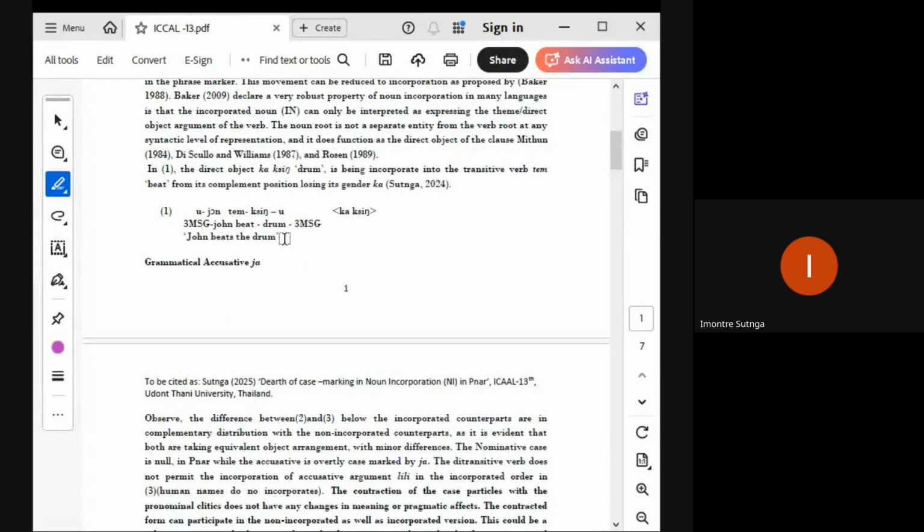So I'm showing this transitive structure, Ujon Temxing U, where you see that Kaxing, which is in the incorporated counterpart, in the NP complement, has moved towards the VP, to tem, which is Ujon Temxing. Ujon beats the drum. The direct object Kaxing is being incorporated into the transitive verb tem, beat, from its complement position, losing its gender marker.